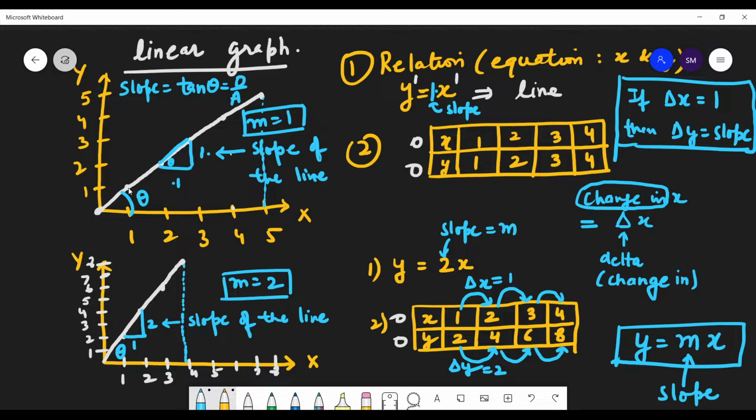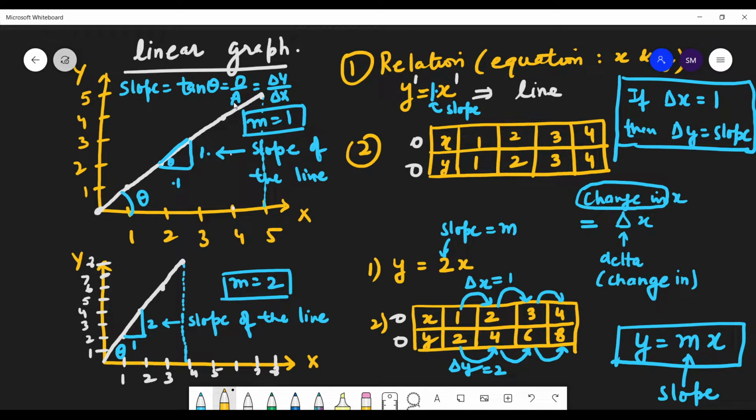If you take it, because change in x-axis is 1, change in y-axis is 1. So opposite upon adjacent means change in y-axis upon change in x-axis. So that's 1 upon 1. Here it is 2 upon 2. So slope is 2. So you have different ways of finding the slope.